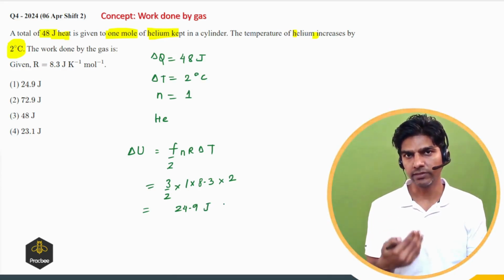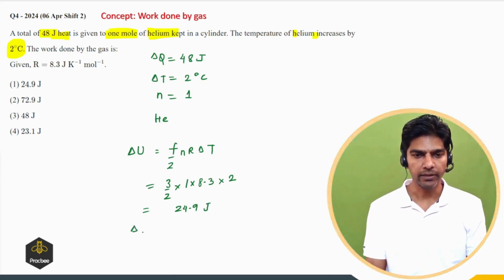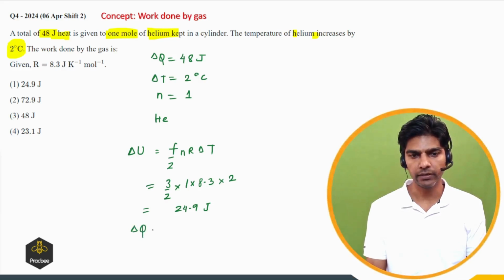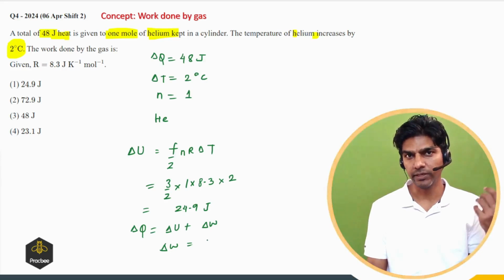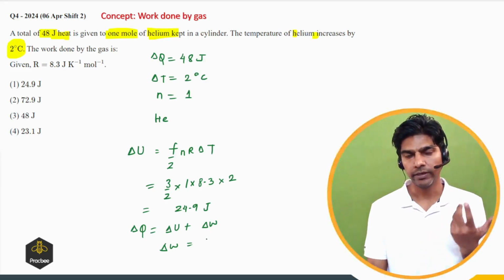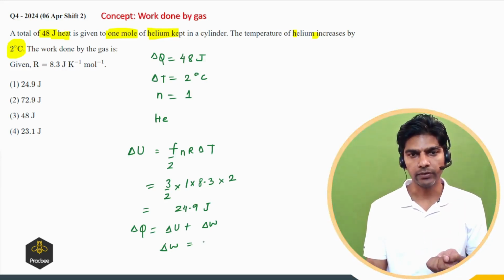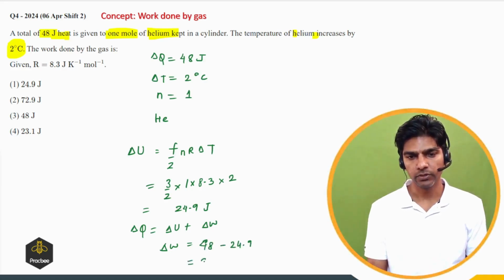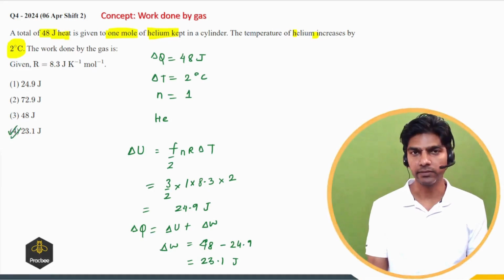Now we got the change in internal energy. We know what is the heat supply to the gas. Now we can apply first law of thermodynamics. That will be delta Q will be delta U plus delta W. So the work done will be given as the difference of the heat supplied and the change in the internal energy. So it will be 48 minus 24.9, which comes out to be 23.1 joules. So option 4 is the right answer.